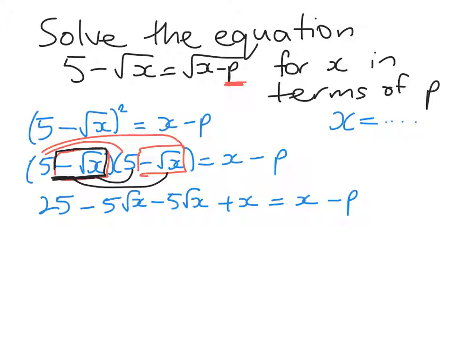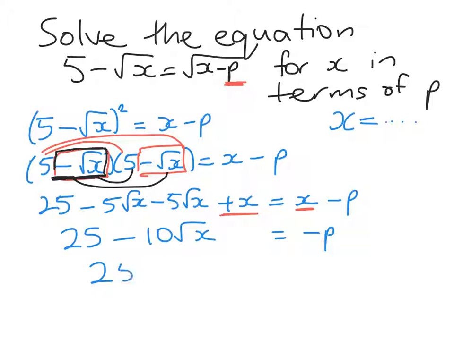Okay, so simplifying, we get 25 minus 10 root x is equal to negative p. So notice that I've got a plus x here and an x here. We can take those off both sides. The next thing that we're going to do is just to rearrange a little bit. So we'll go 25 plus p is equal to 10 root x. Next, we'll square both sides.